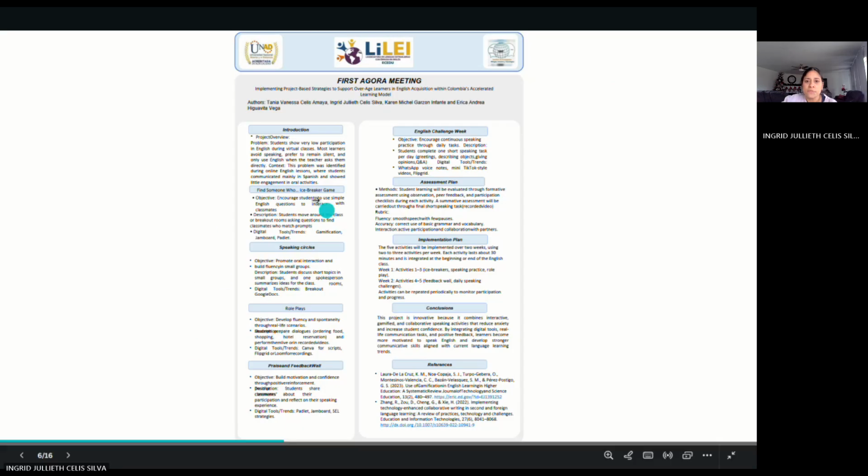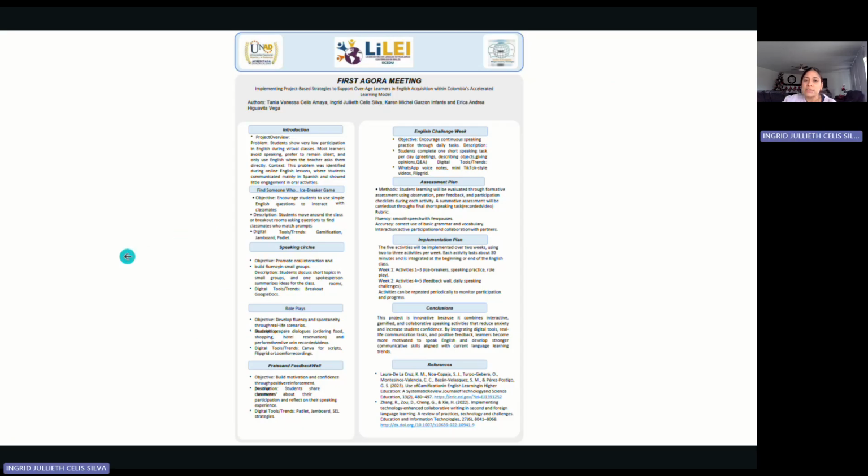The last strategy implemented in our poster is English Challenge Week. The objective is to encourage continuous speaking practice through daily tasks. Description: a student completes one short speaking task per day, such as reading, describing, or giving opinions. The digital tool used in this strategy is mini TikTok-style video recording.